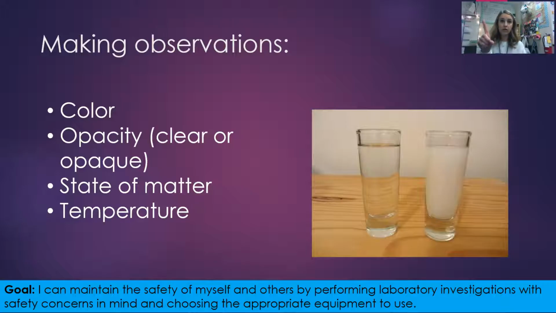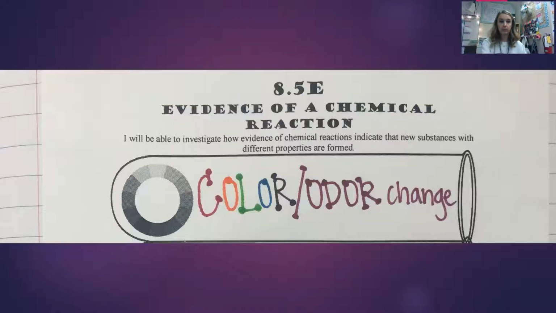You also want to include the state of matter, which means is it a solid, liquid, or gas, and the temperature. Now that doesn't mean you have to actually take a thermometer and measure the temperature each time, but you should think about that as one of the properties of the substance. You might just feel something to determine whether it's at room temperature, cold, or hot, because that way you'll know if the temperature changed during the reaction. So those are all things you want to consider when making observations: color, opacity, meaning is it clear or opaque, state of matter, and temperature.